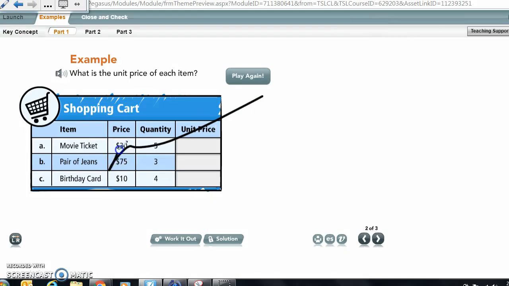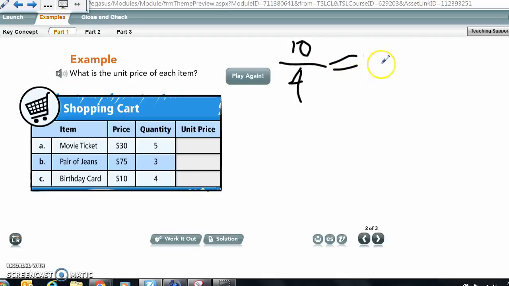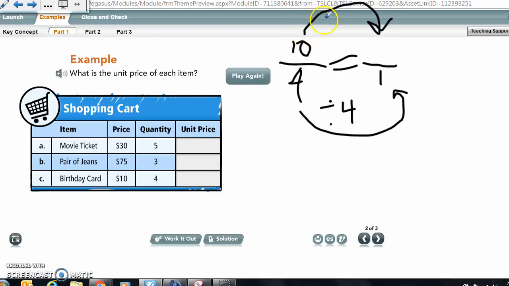So for this one, a birthday card costs $10 for 4. So I know that 10 will go on top because it's $10 for 4 cards. And I need to figure out how much 1 card costs. So you might be saying, well, Miss S, this isn't an easy one. There's no real number. I know I divide by 4 here to get 1. 10 doesn't go into 4 evenly.